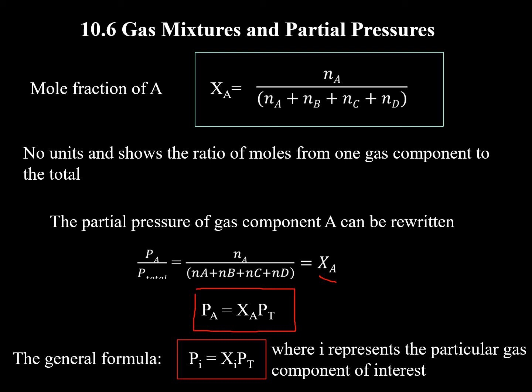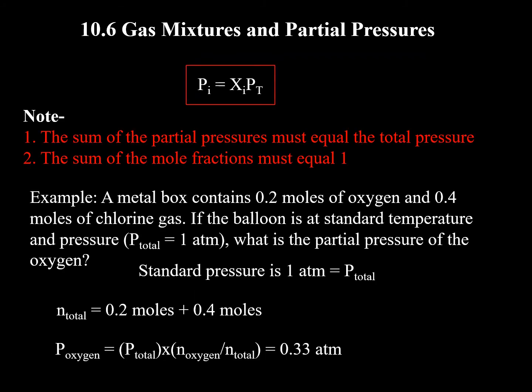So then we can write a new expression. The partial pressure of A is equal to the mole fraction of A, Xa, times the total pressure. So box that in. And the general formula, Pi, I can be A, B, C, D, E, etc., equals the mole fraction of I times the total pressure. So here we have the equation, Pi, the partial pressure of the particular gas, A, B, C, or D, equals the mole fraction, I, times the total pressure.